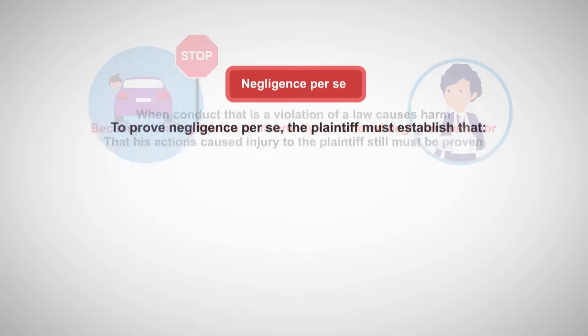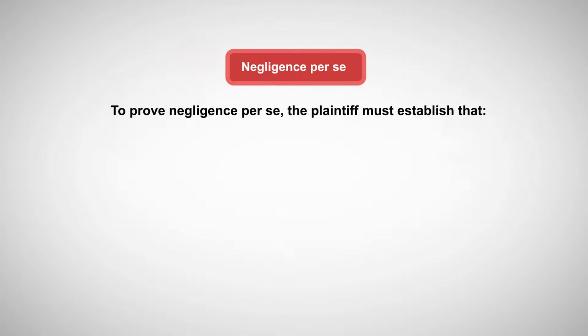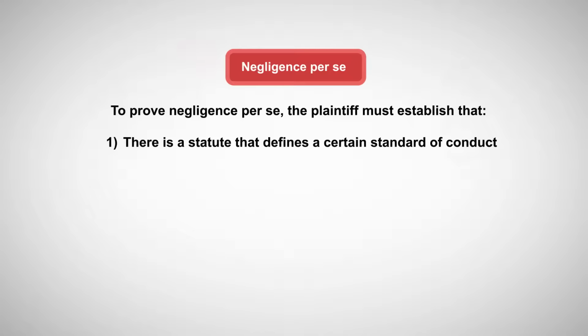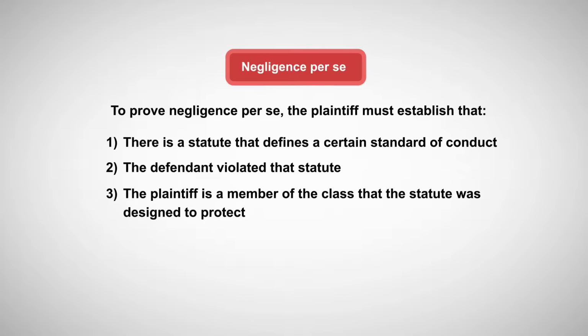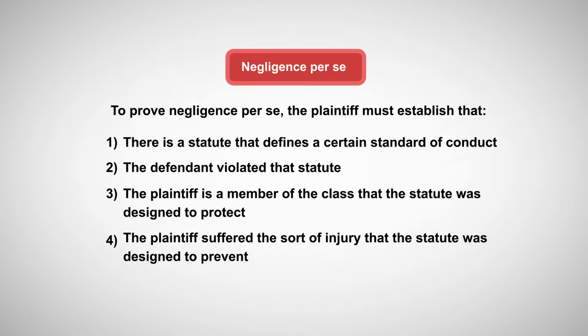So to prove negligence per se, the plaintiff must establish 1. That there is a statute that defines a certain standard of conduct. 2. The defendant violated that statute. 3. The plaintiff is a member of the class that the statute was designed to protect. And 4. The plaintiff suffered the sort of injury that the statute was designed to prevent.